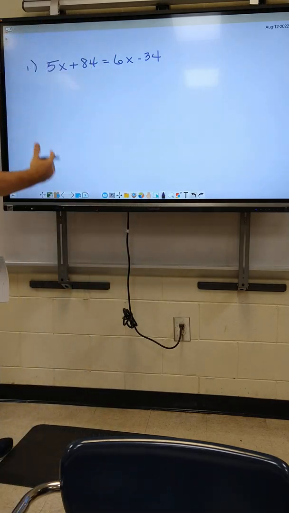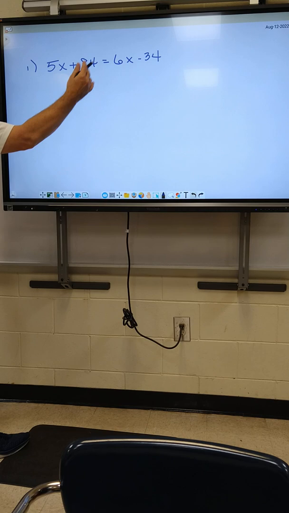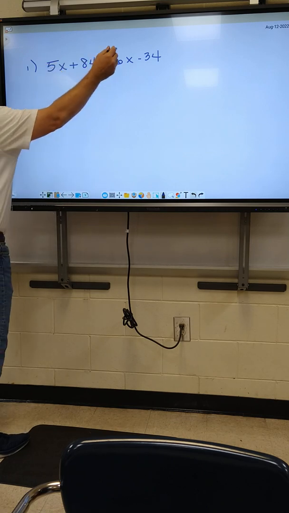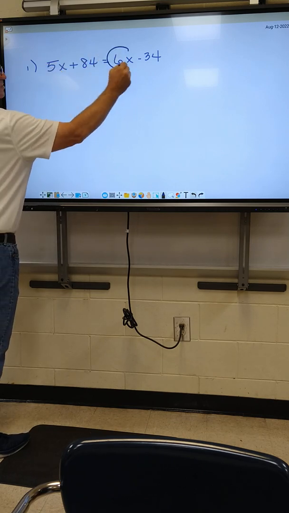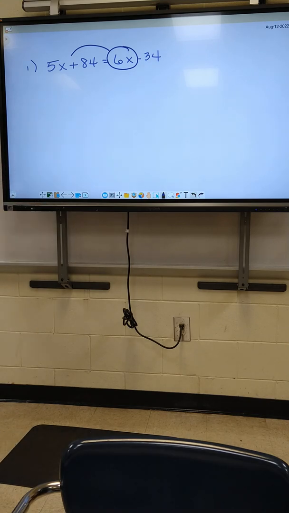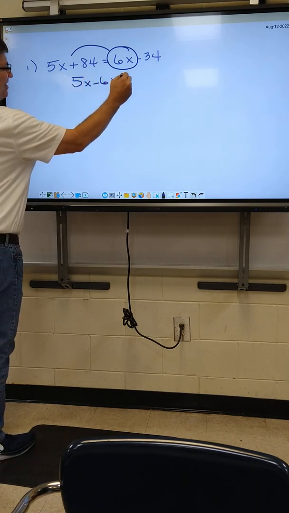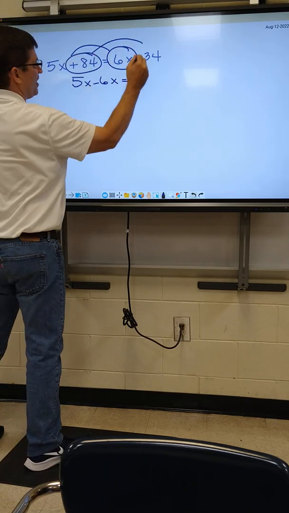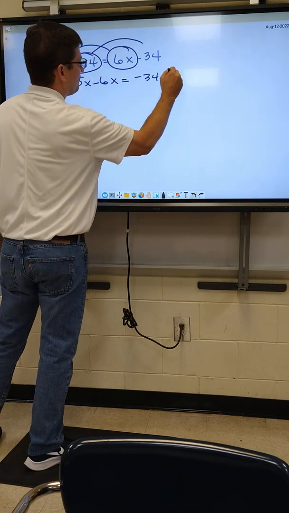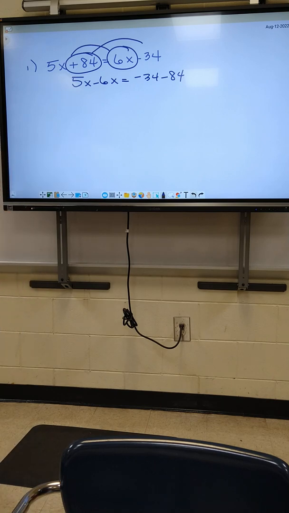All right, so number 1, guys, just a basic equation where you get your x's on the same side. Add like terms up. What's going to happen with 6x when I move it over here? Subtract it, so it's 5x minus 6x. When I move positive 84 over, it's going to be a negative 84. You guys work that one out and get an answer. Do you want to combine those? Yeah, combine them now and get an answer.